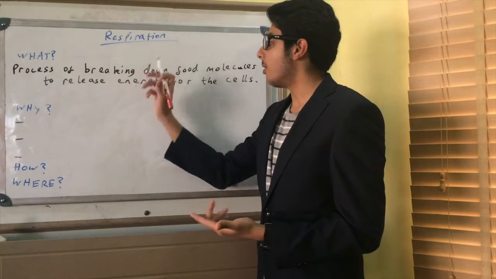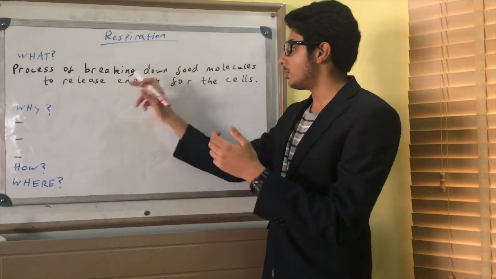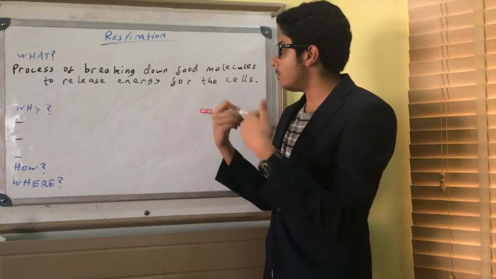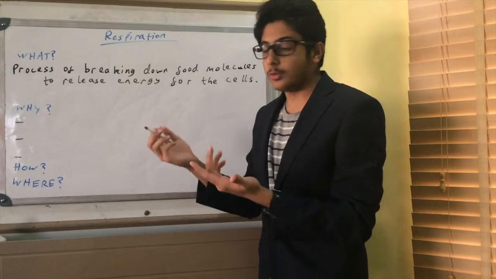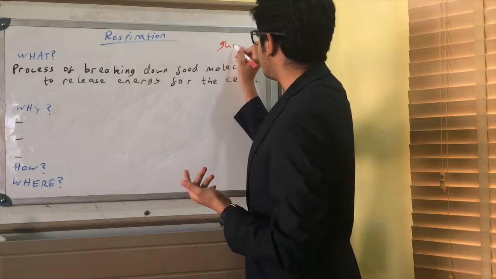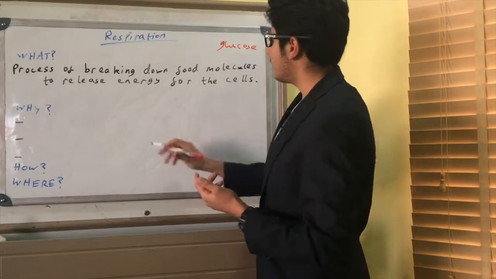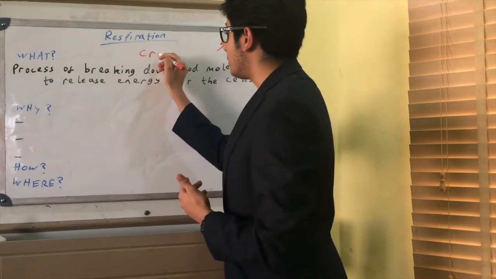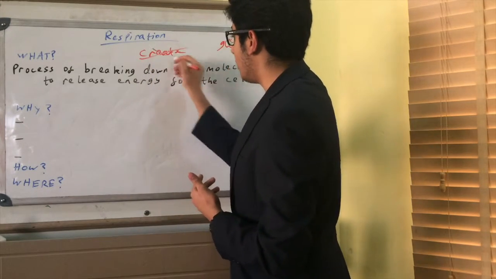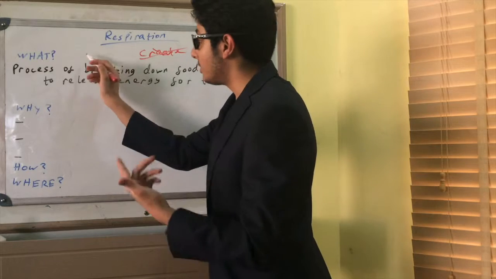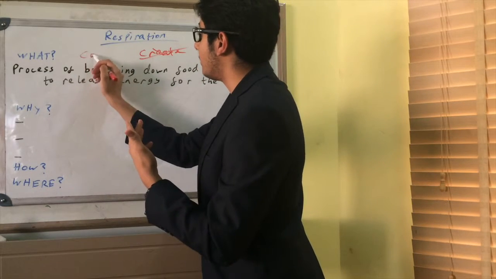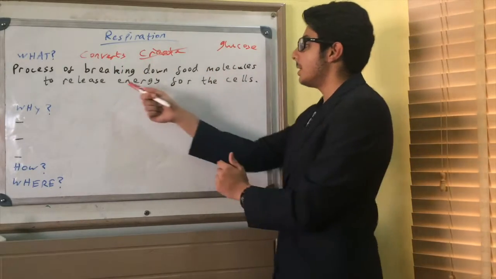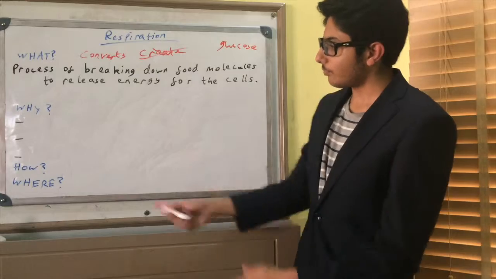Respiration is the process of breaking down food molecules to release energy for the cells. So when you eat food, it's broken down into glucose, which is actually very important for respiration, and this is converted into energy for the cells. Respiration does not create energy. No, you cannot create energy, but you can transfer it. So it converts the broken down substances of the food molecules to release energy for the cells.